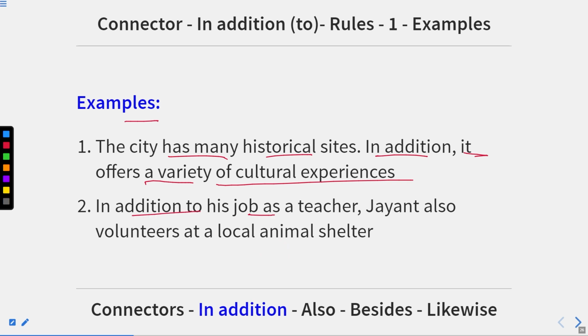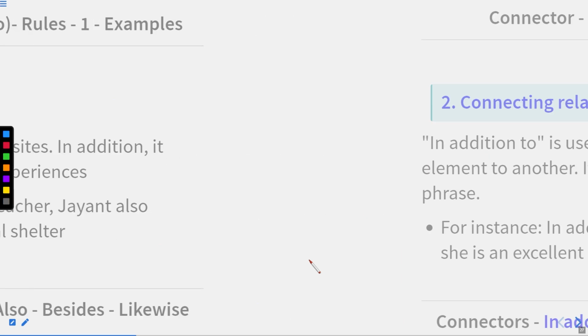In addition to his job as a teacher, Jayant also volunteers at a local animal shelter. So it is again showing us the quality or the skills or the job of a particular person, that basically he is a teacher, but he volunteers at a local animal shelter as well. It means this is stating something extra about that particular person.